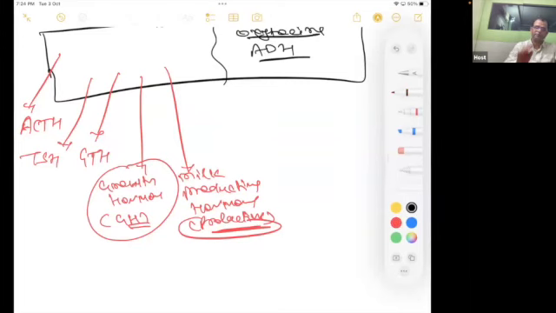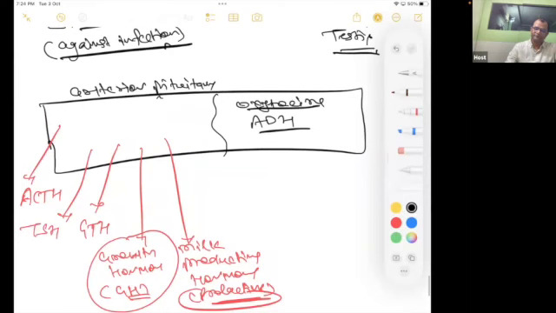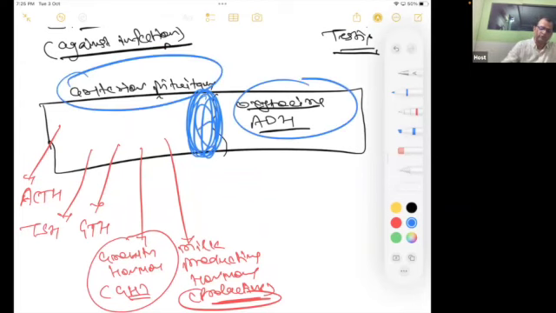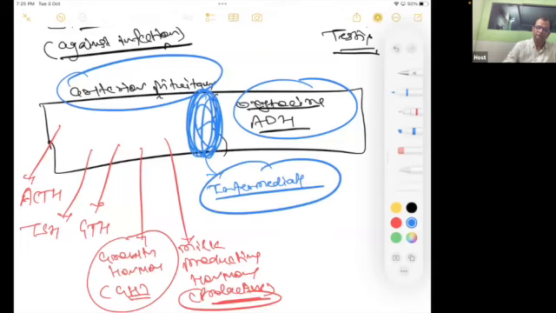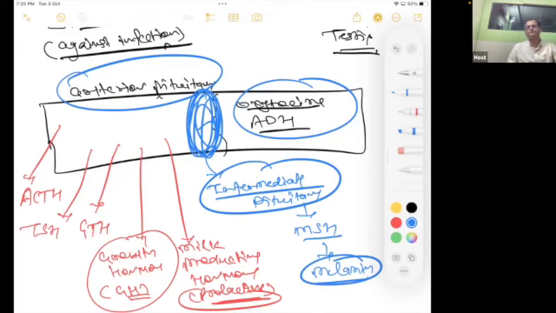Now the one part left, this intermediate pituitary. We have talked about the anterior pituitary, we have talked about the posterior pituitary, but the intermediate pituitary, it's secreting one hormone that is called MSH, who is responsible for production of the melanin hormone, melanin pigment.